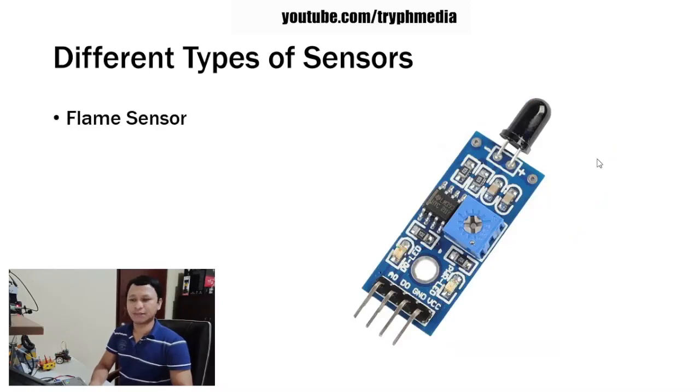The next is the flame sensor. If you want to detect flame, I think you've seen some robots that are able to detect fires and flames. This is the kind of sensor that they are using. So it's able to detect flame. It has digital and analog output.